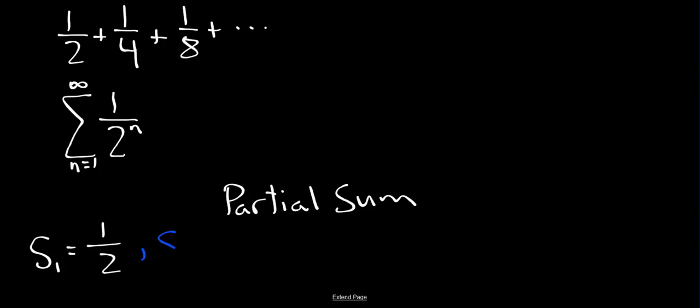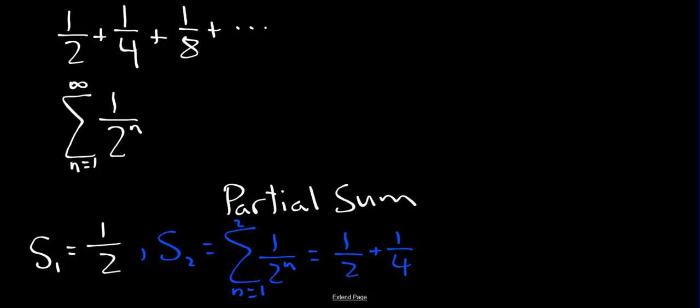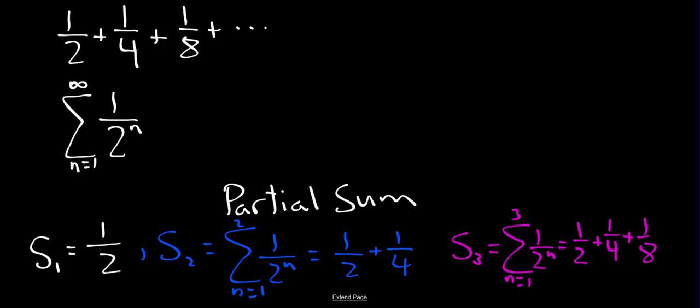Now, what if I say, let's look at the second partial sum. What that's going to be is you go from n equals 1 to 2, and that's going to look like this: 1/2 plus 1/4. And that is the second partial sum. Now, we could do the third partial sum, and that's going to be 1/2 plus 1/4 plus 1/8. That's the third partial sum.